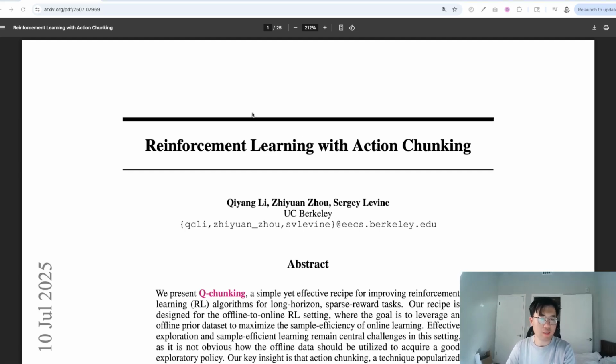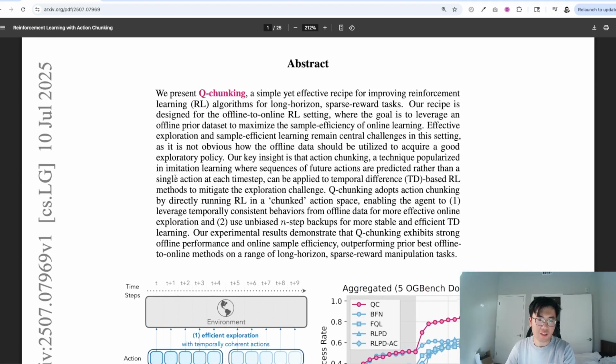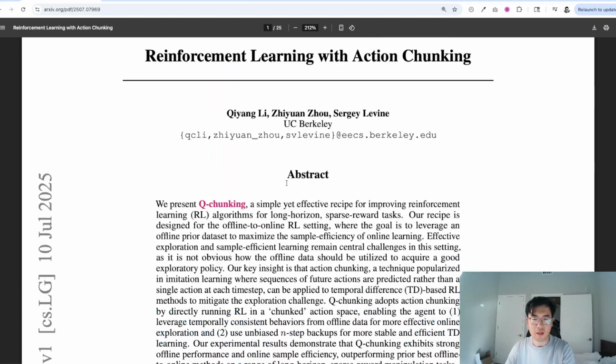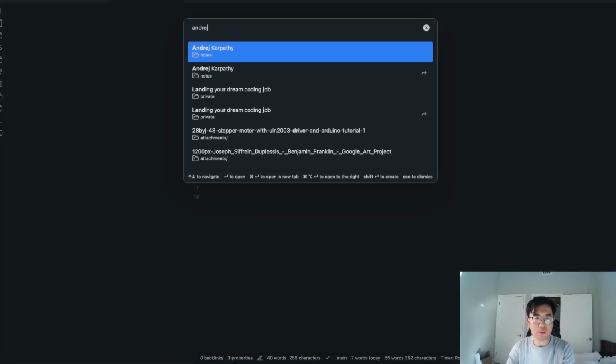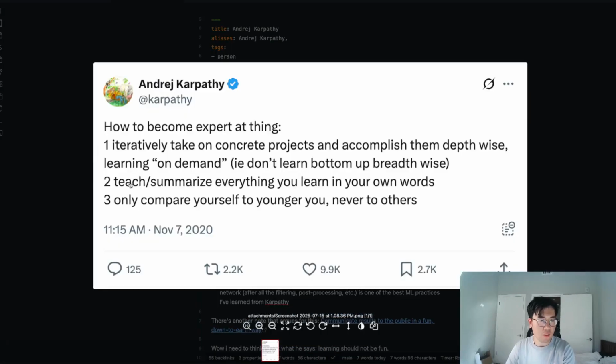Today, the paper I wanted to look at is reinforcement learning with action chunking. And I've not read this paper in depth, so we're going to be reading it together. It's not like I'm just recording myself going through this paper and learning it. The reason is, I saw one of Karpathy's tweets: to become an expert on something, you have to teach and summarize everything you learn in your own words. And so this is what I'm trying to do.